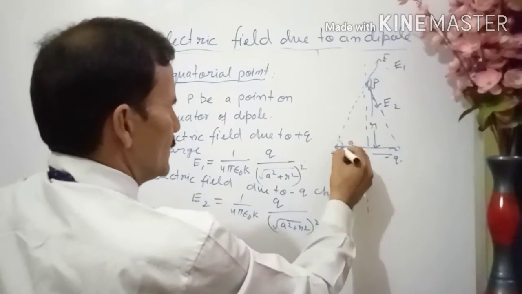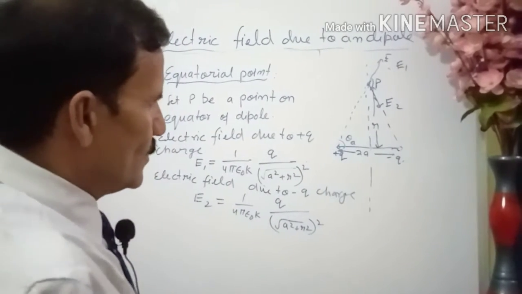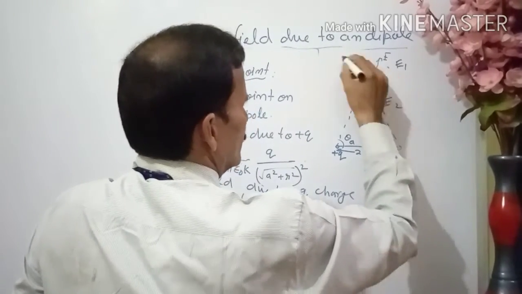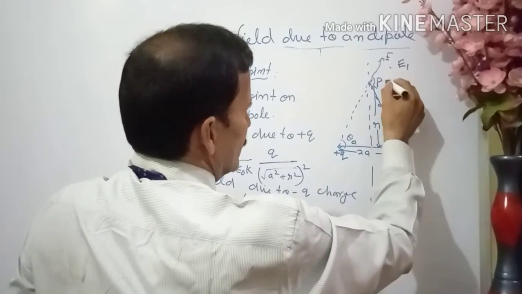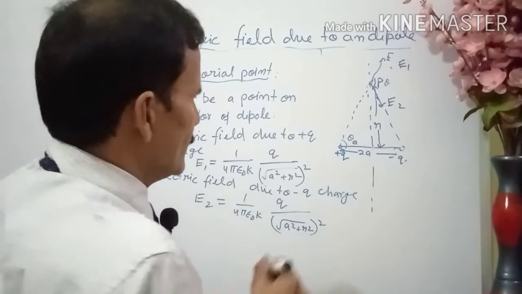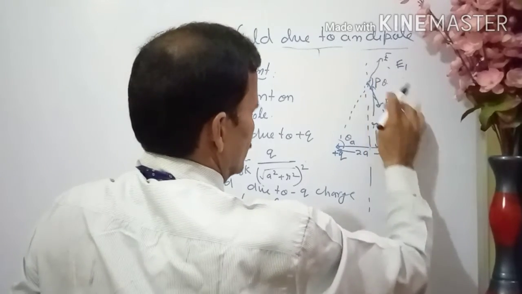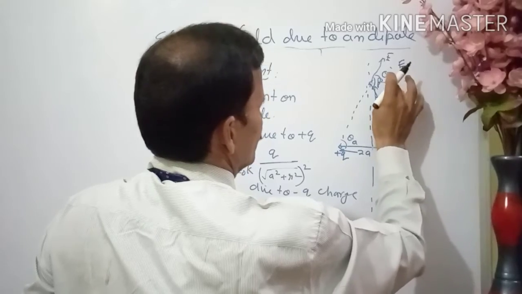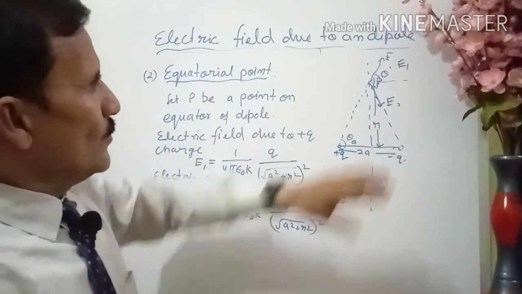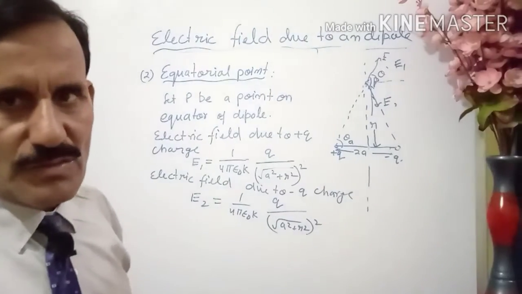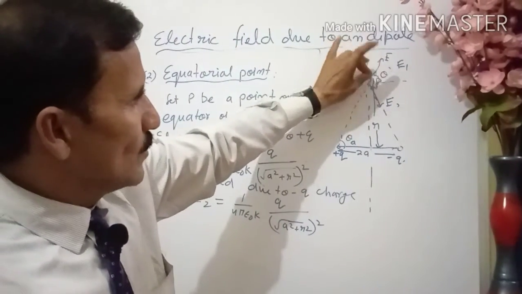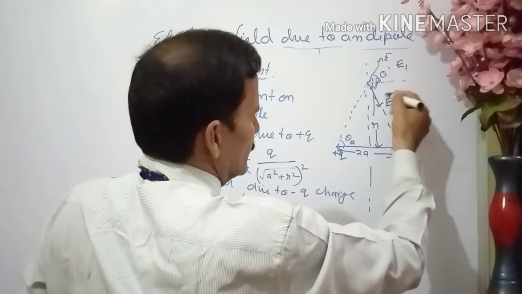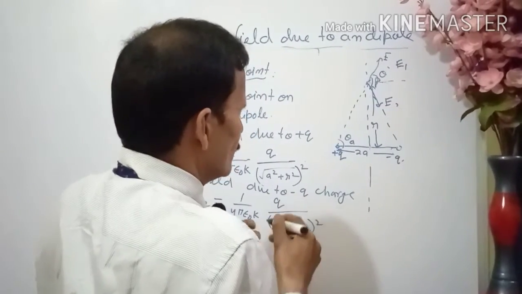Suppose this angle is theta, okay? So how can we convert it along this axis? So this is theta, okay? Let this be theta, then this is how much? This can be equal to theta, okay? Now resolve them in the same direction, okay? When you resolve them, it is nothing but E cos theta.